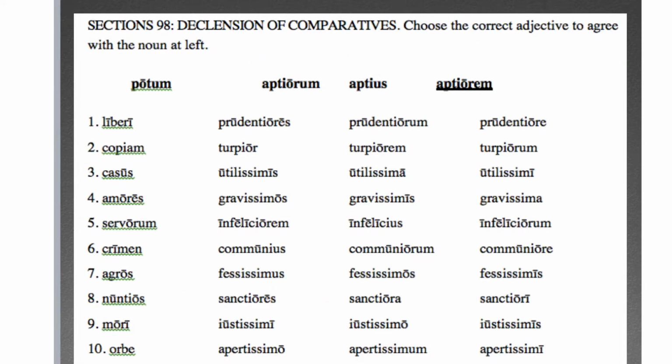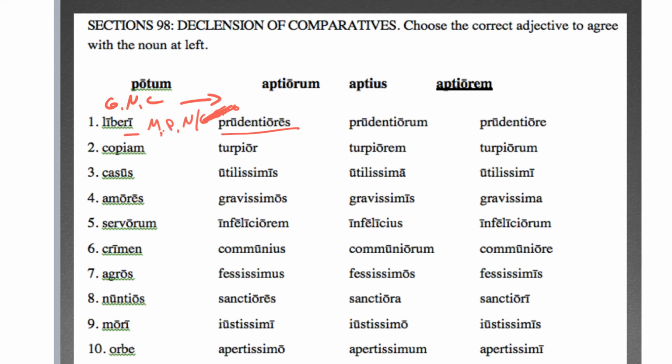Now we're choosing adjectives to agree with the noun on the left. Remember when we do these, you've got to figure out the gender, number, and case of the noun, and then apply that to the adjectives. So liberi, that is going to be masculine, plural, and nominative, or genitive singular. So nominative plural or genitive singular. The only one that fits that is prudentiores, which is nominative plural. So you get rid of the genitive singular, and that is going to agree.